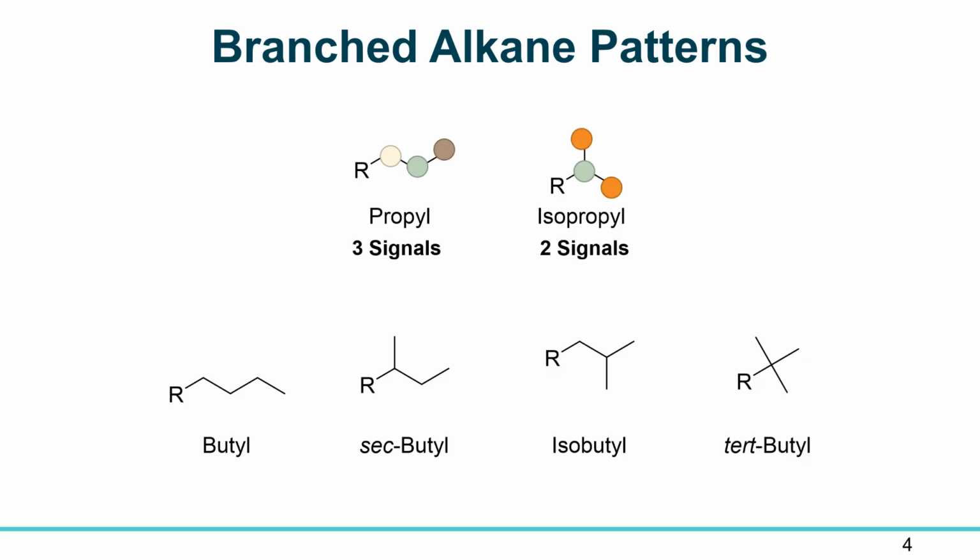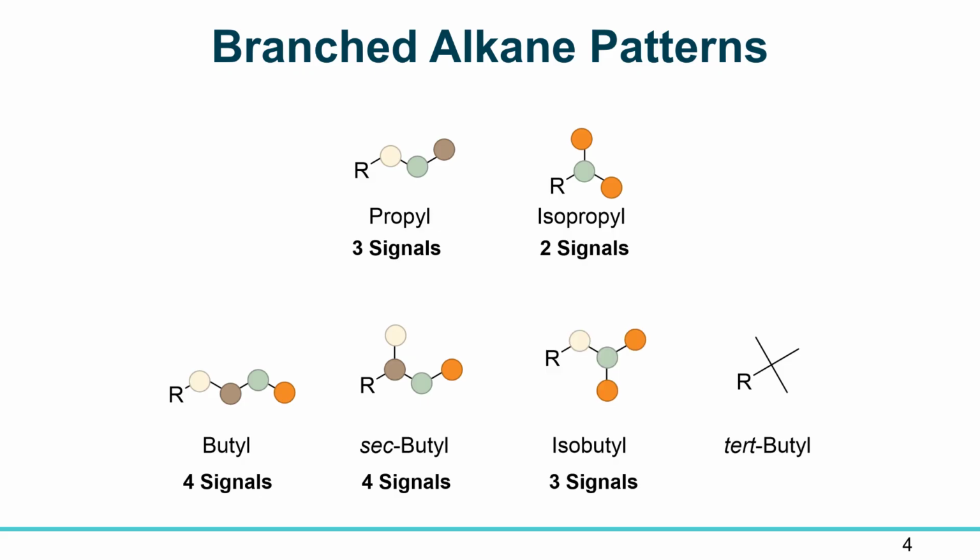For the 4 carbon branched alkanes, we see 4 signals expected for both butyl and sec-butyl since there is no symmetry relating any of the carbons. Isobutyl would display 3 signals as the 2 methyl carbons are related by symmetry. Finally, tert-butyl has all 3 of its methyl groups related by symmetry, so only 2 signals are expected.